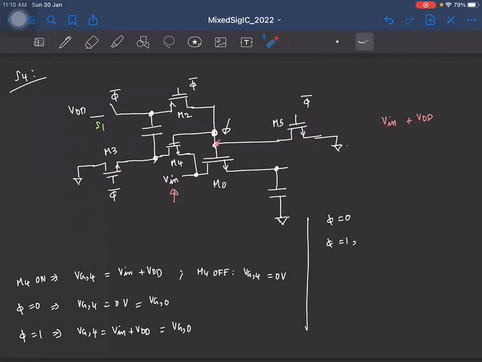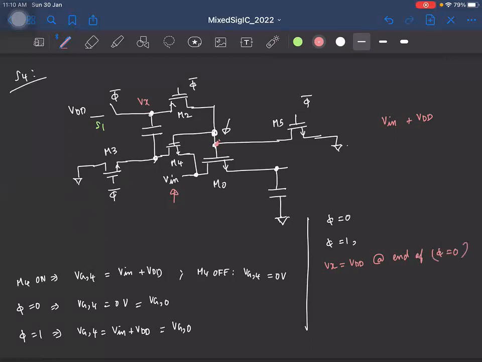Okay. And initially this switch is on, right? So this M2 will be on and it will connect this terminal of the plate to this voltage. And please note that initially in the previous phase, if I call this voltage Vx, Vx was charged to VDD, right? At the end of the previous phase when phi equal to 0.